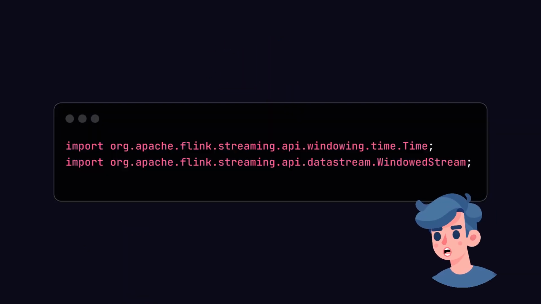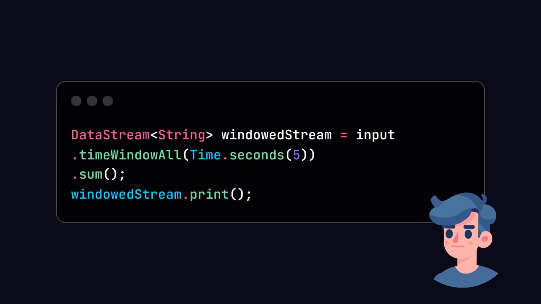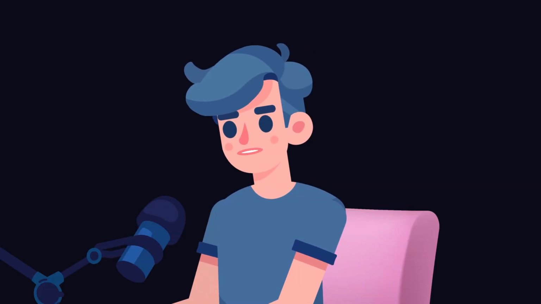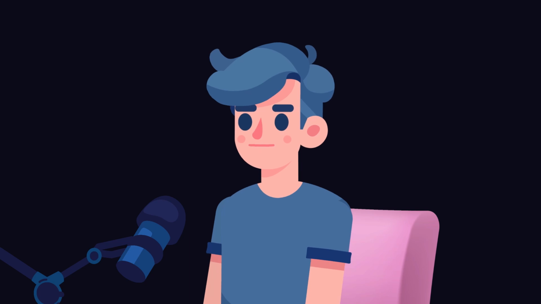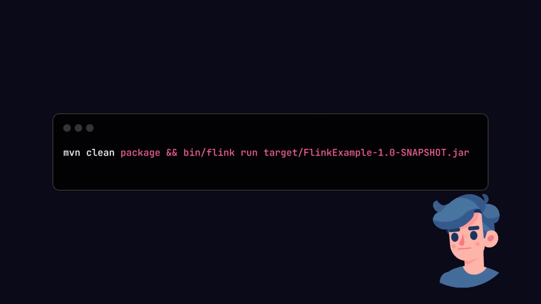To demonstrate windowing, let's modify our code further. Add an import for the windowing classes. Next, we will apply a time window to our stream. Here's how to do this below. This code will aggregate data that arrives within a 5-second interval. The resulting window will contain the summed output of processed messages over that time period. Let's build and run our application again after these changes. You should see the output reflecting the sum of messages in 5-second intervals.